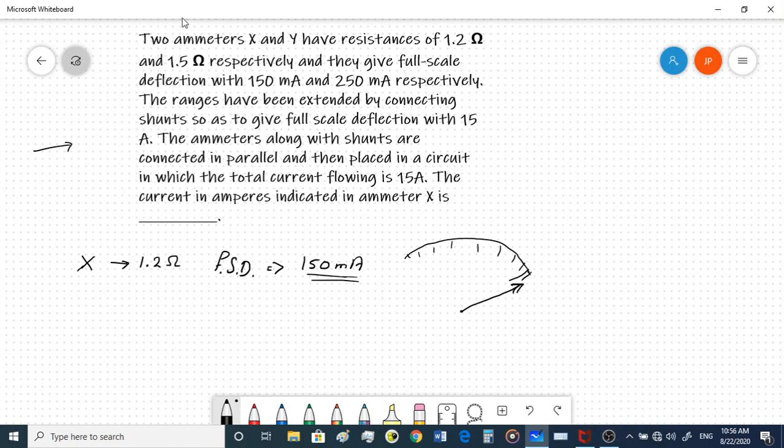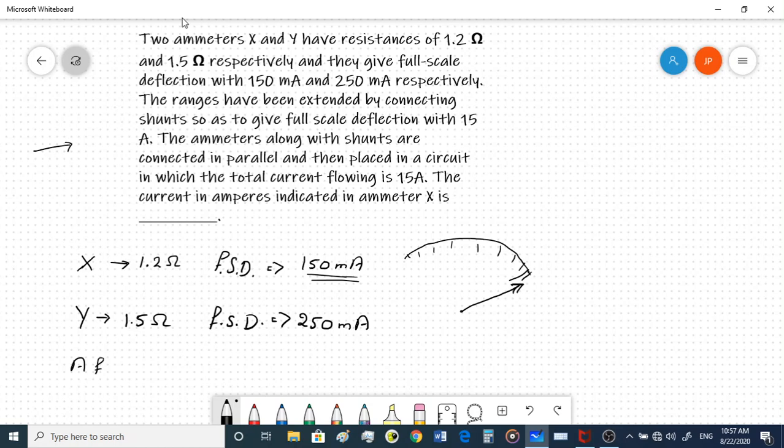there is another meter which is given as Y. It has a resistance of 1.5 ohms and has a full scale deflection of 250 milliamperes, right? Now the ranges have been extended. The next sentence says that the ranges have been extended by connecting shunts so as to give a full scale deflection with 15 amperes. So the ranges have been extended for both these instruments by giving shunts.